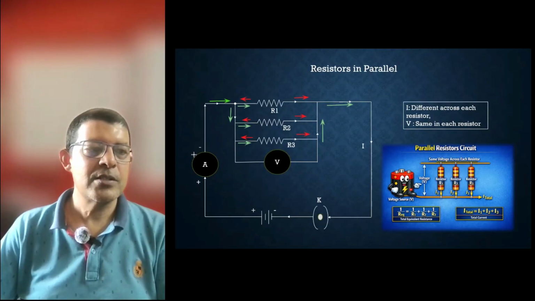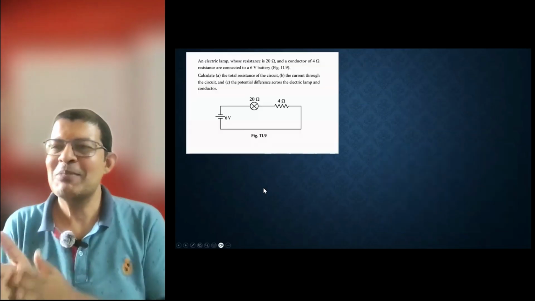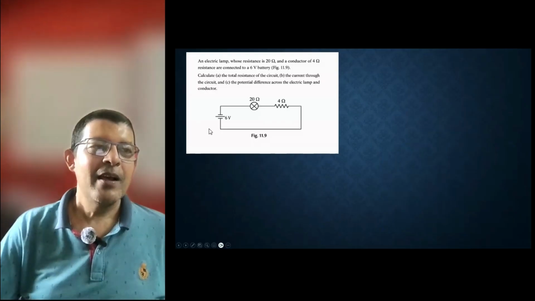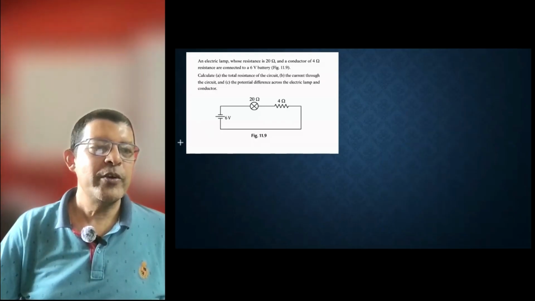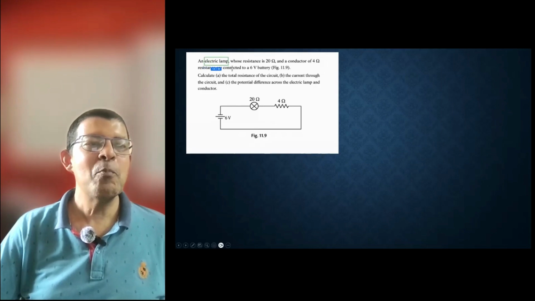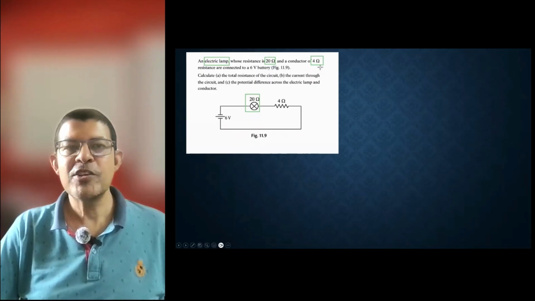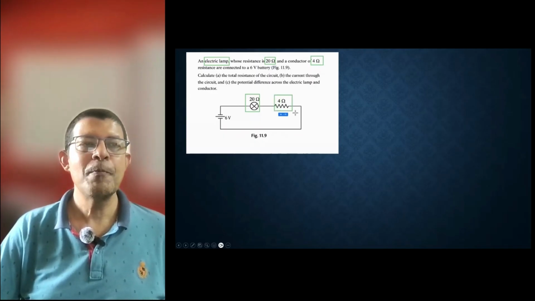So let us clear this and move ahead. We have a problem. What is given in this problem? An electric lamp having a resistance of 20 ohm, and a conductor of resistance 4 ohm, connected to a 6 volt battery. It is asking for the total resistance of the circuit.